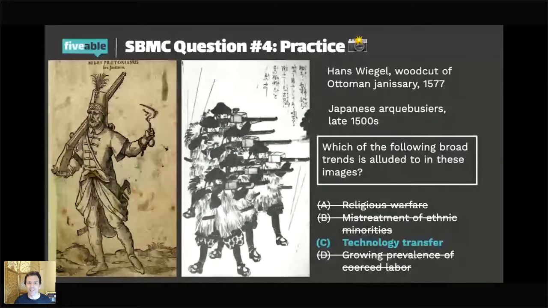Why is it C? Because it's technology, it's guns transferring, cannons, artillery. That's the ball game. The Ottomans were in the Middle East area. The Japanese were in East Asia. It jumped from one continent to the other. So it's literally trade facilitating people getting a hold of gunpowder weaponry, which facilitates conquest.